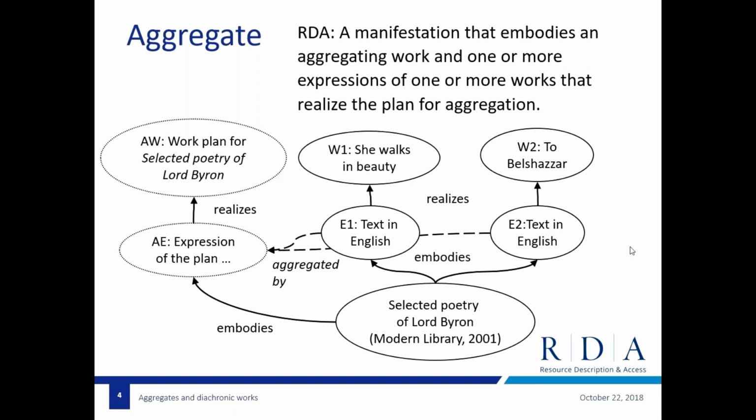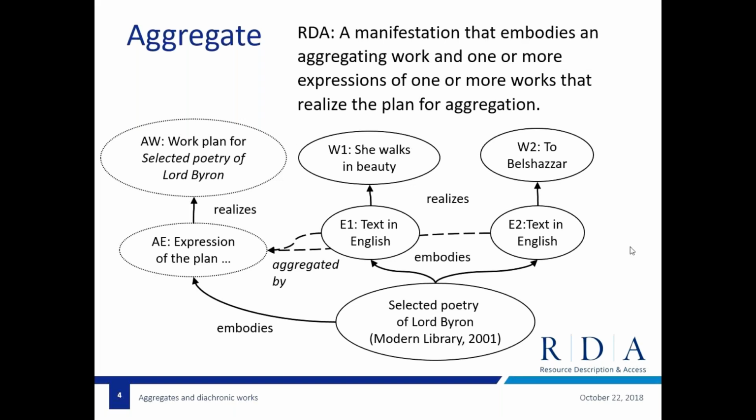In addition to the basic structural diagram in the LRM, the LRM provides an additional new relationship element called aggregated by, or aggregates in its inverse direction. And this is not necessary, but it's very, very helpful in modeling. And it links the aggregating expression with each of the expressions that are aggregated.